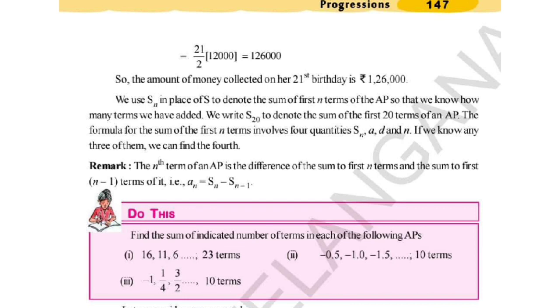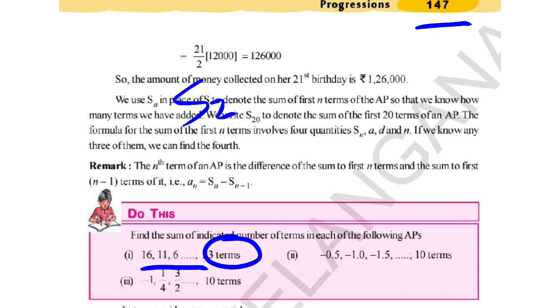On page number 147, we have exercise 5.3. In that, 3 questions are there. The question is: find the sum of the indicated number of terms in each of the following APs. See here, the first one is 16, 11, 6 dash. It is already an AP. The indicated term is 23. So that means we have to find S23, that is, the sum of first 23 terms.